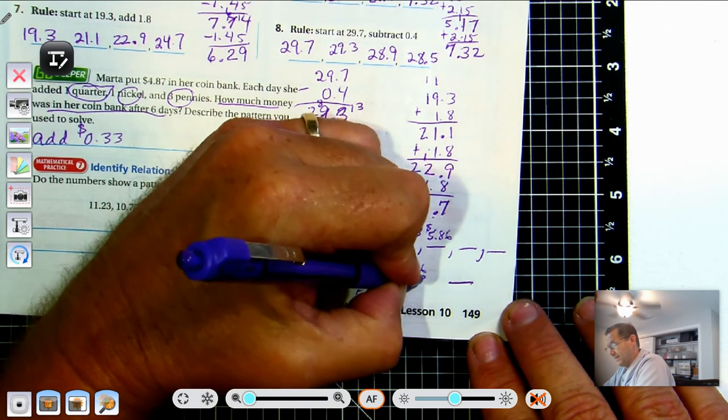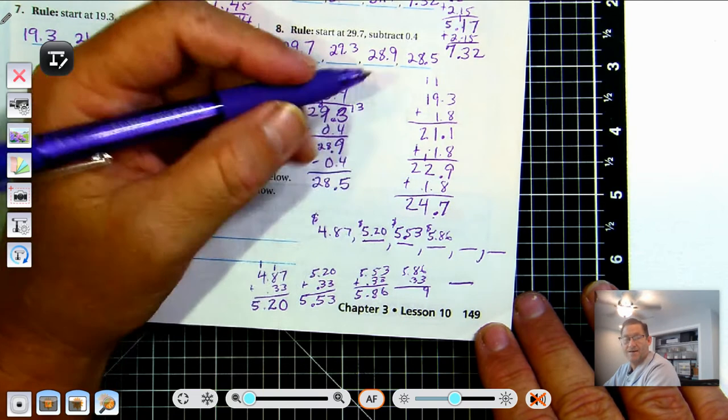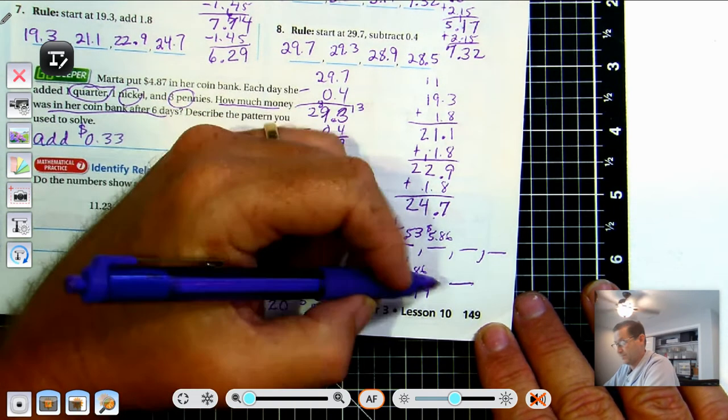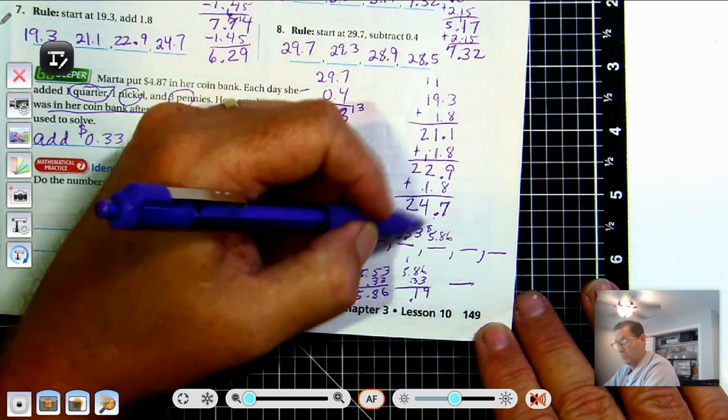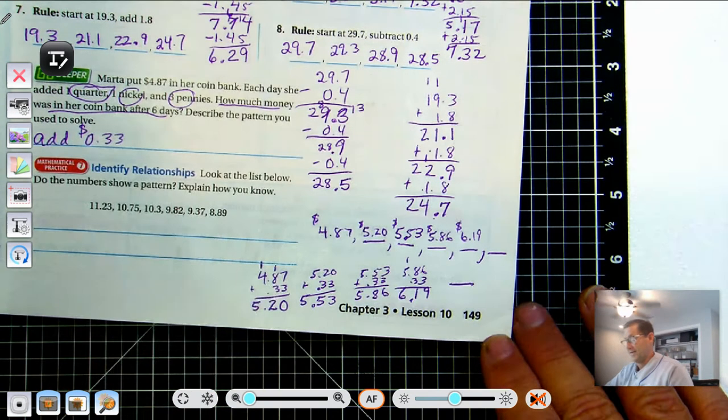Add 33 cents to that. 6 hundredths plus 3 hundredths is 9 hundredths. 8 tenths plus 3 tenths is 11 tenths. Moving to the ones, 5 and 1 is 6. $6.19.